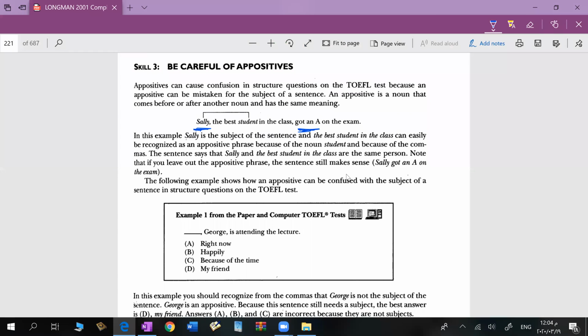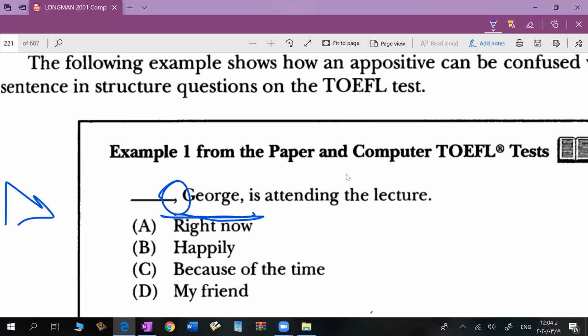It's the verb. Now look at the 2 commas here. The best student in class. So Sally is the same person as when we say the best student in class. She got an A. So this sentence is correct. What you need to pay attention to, and this is the most important thing, is that the appositive must come between 2 commas. Okay? Like for example, look at George. It has a comma before George and a comma after George.